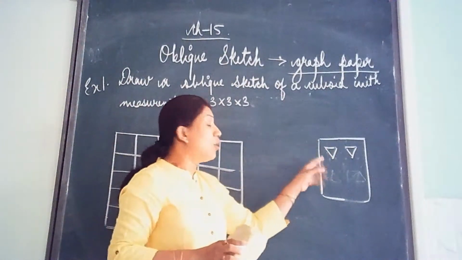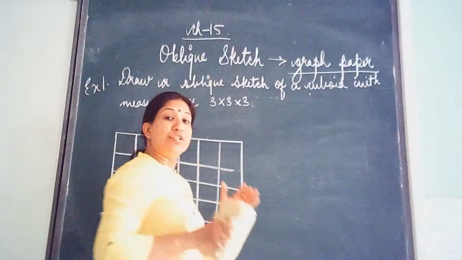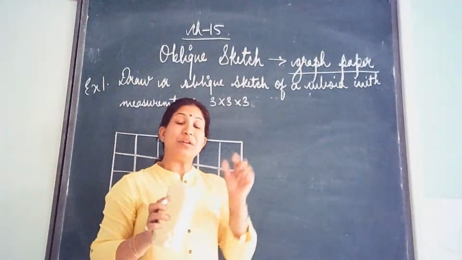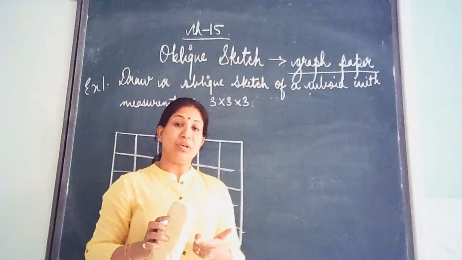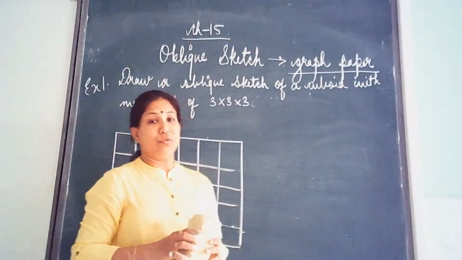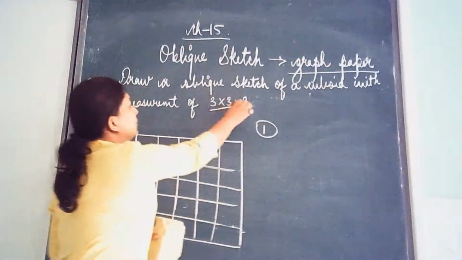If you draw, you will understand. Basically we need the sheet with equal dots, that is, when you draw the triangle you get equilateral triangles in it. Even if you don't get it, you can try with the other dot sheets also. Let's move on now. The first thing is, look at the measurement.